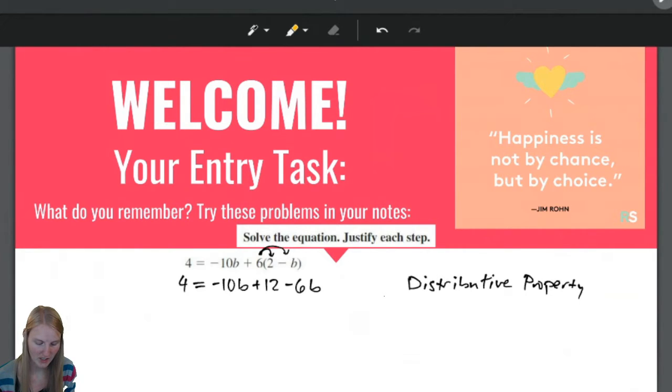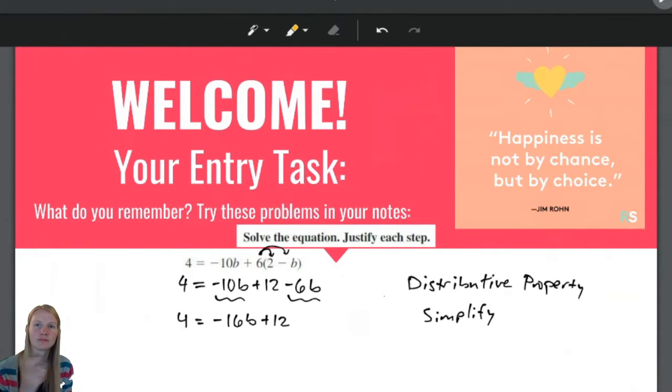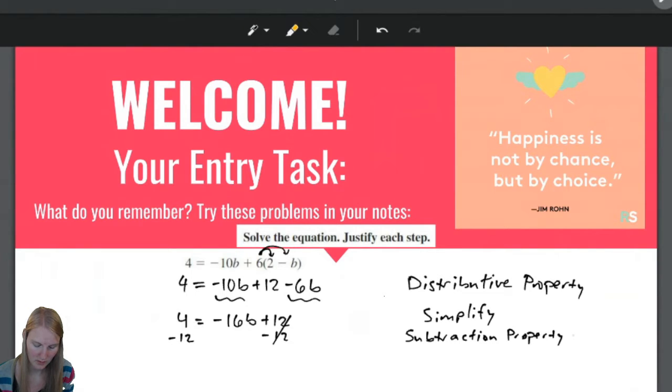Okay, next I notice that I have a negative 10b and a negative 6b. Let's just put those together. So I have 4 equals negative 16b plus 12. And now that's just simplifying or combining like terms, whichever you want to use. And now, to solve, I need to subtract 12 on both sides. Why am I allowed to do that? Subtraction property of equality.